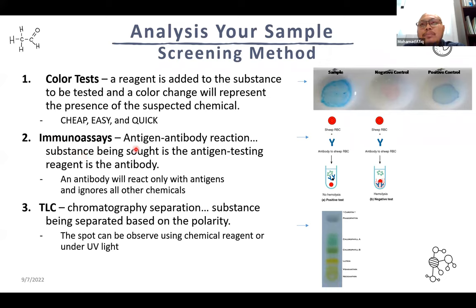Immunoassays are widely used nowadays in any analytical laboratory for screening purposes. They utilize antigen-antibody reaction, because the reaction is very specific. It can help us determine a very specific group or very specific individual. Right. But the problem with immunoassays is that it cannot definitely give you the concentration. The third example here is the TLC analysis. TLC is a chromatography separation, but not high-end chromatography, just the classical chromatography.